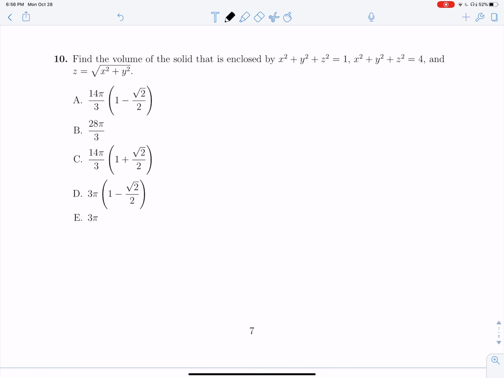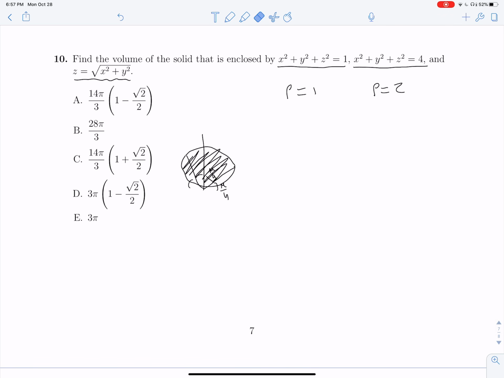Okay, we're finding the volume of the solid enclosed by spherical coordinates. Enclosed by the sphere with radius 1 and the sphere with radius 2. So rho is 1, rho is 2, and this guy. And if you remember correctly, this guy forms a cone that makes an angle of pi over 4 with respect to both the xy plane and the z-axis.